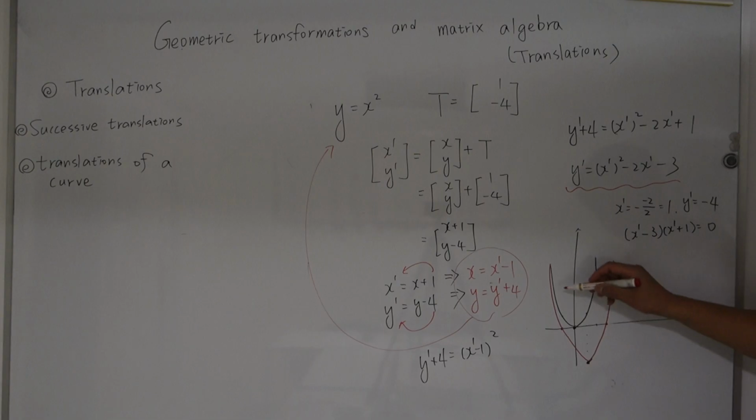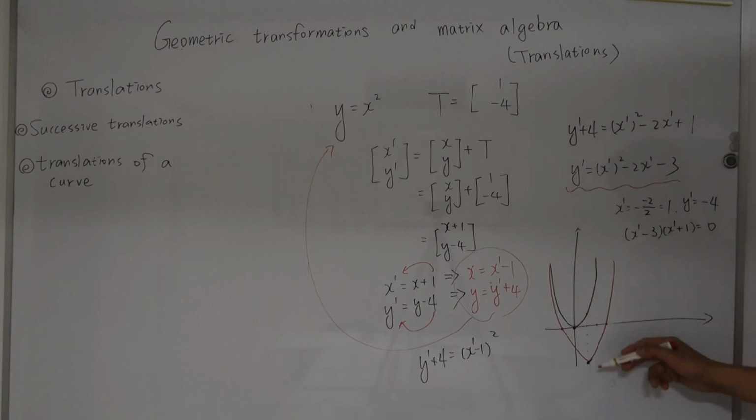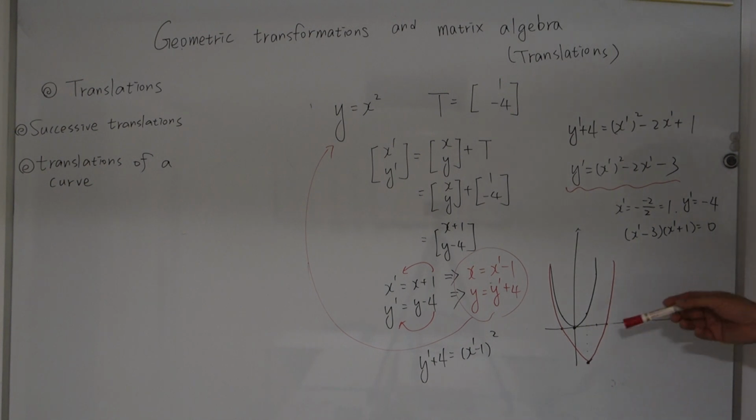I just graph it briefly. It's not very accurate. So after translation, the graph will be like this, right? Okay? That's called translation of a curve.